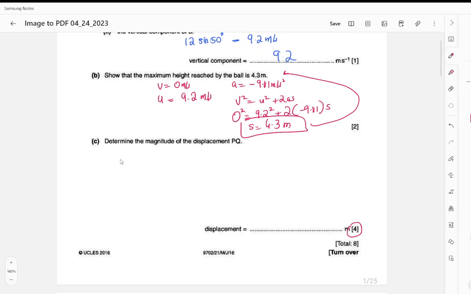ऊपर जाने का टाइम पहले निकाल लेते हैं. We already have V, U and A. So इसका मतलब है कि V is equal to U plus AT लगा दें. So V is equal to U plus AT to find the time taken to reach the maximum height. So final velocity is actually 0. Initial velocity is 9.2. Acceleration is taken as minus 9.81. And let's just find this time T. अगर ये time T निकालेंगे तो ये आ जाएगा 9.2 divided by 9.81. And this gives me a value of 0.94. Time is equal to 0.94.